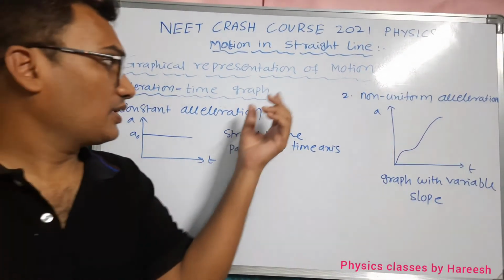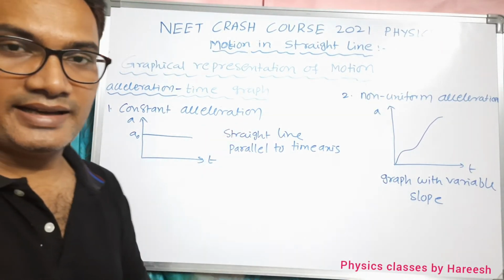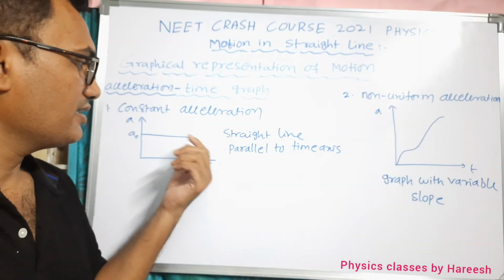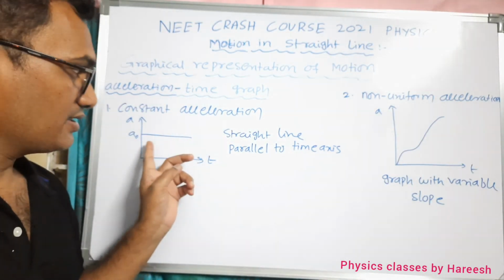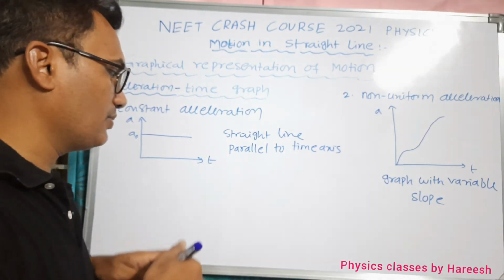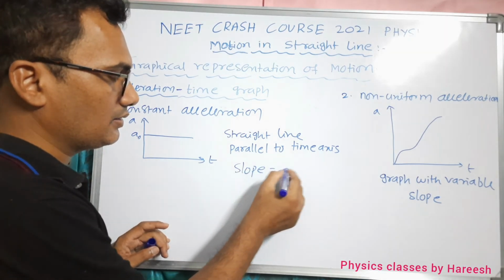Next, the graphical representation of the acceleration time graph. Suppose the object is in constant acceleration, then the line is parallel to the time axis. Acceleration remains constant. Here the slope will be 0. The slope of this curve will be 0, we can say that. Okay.